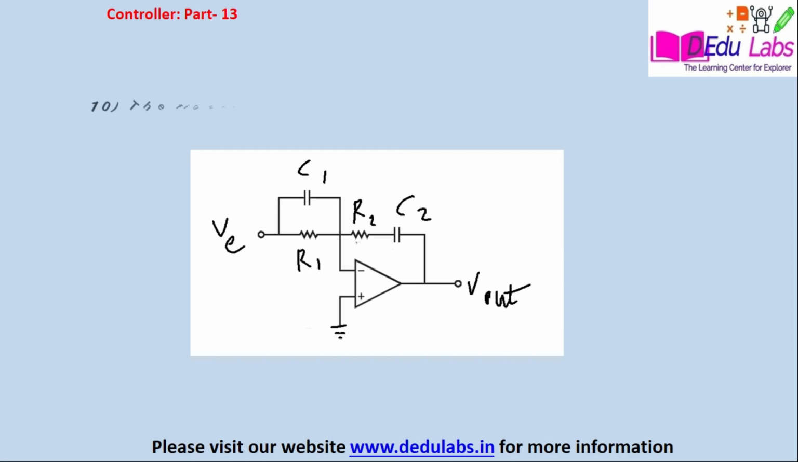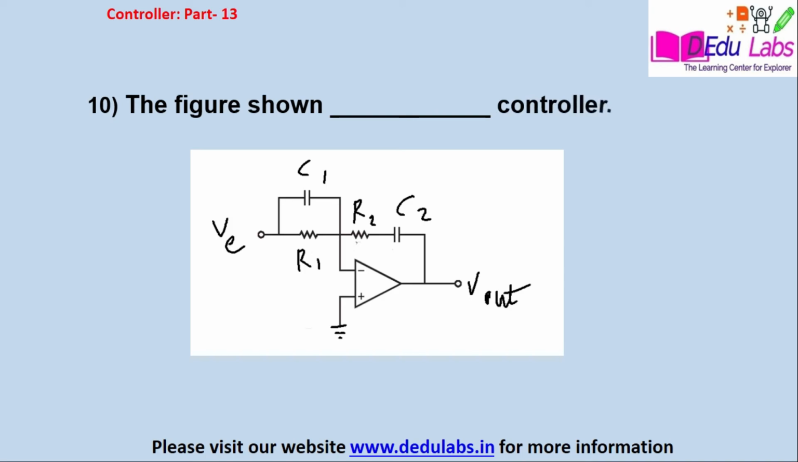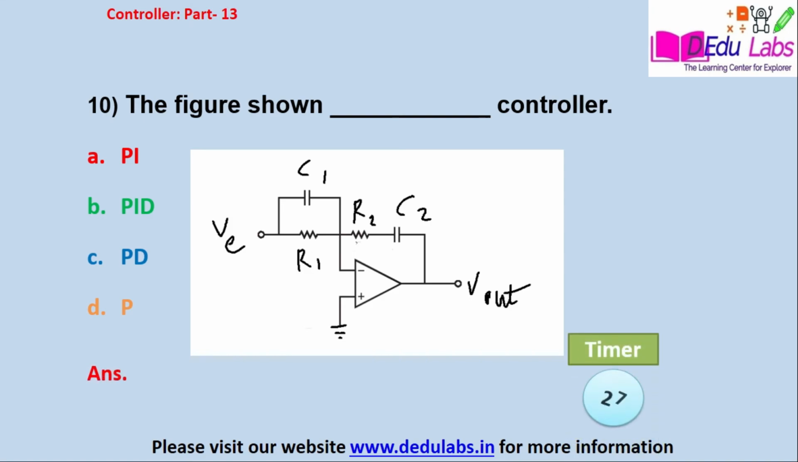Question number 10. The figure shown below represents a blank controller. Option A, PI, that is proportional integral. Option B, PID, that is proportional integral derivative. Option C, PD, that is proportional derivative. Option D, proportional.